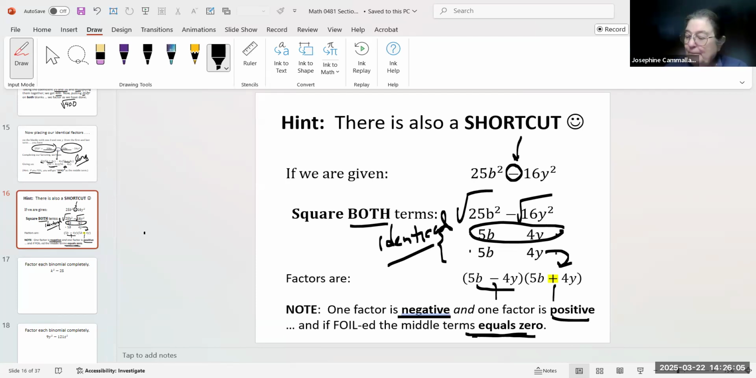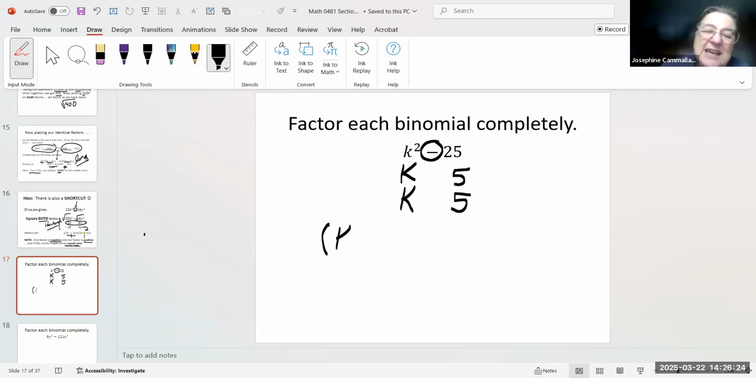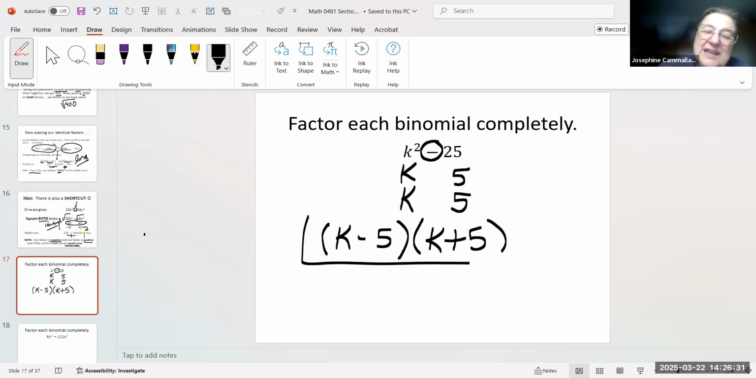Okay. Well, let's show you how it works. Okay, first off, I got to have this term. Got to have a negative. This is k times k, 5 times 5. The shortcut is k minus 5, k plus 5. This is my answer.